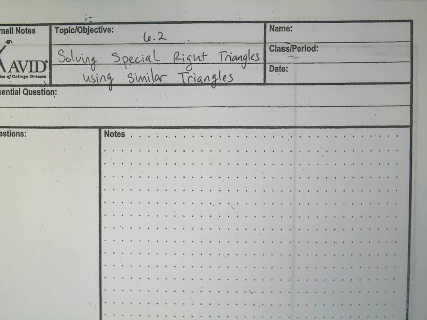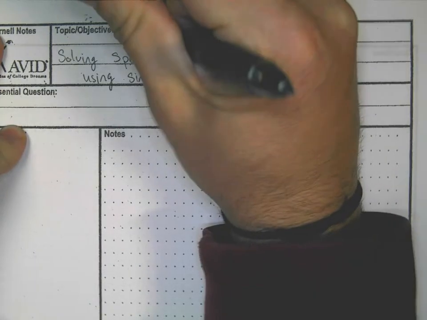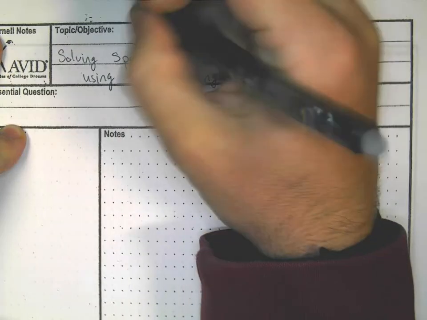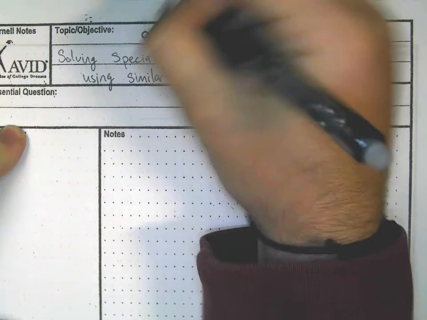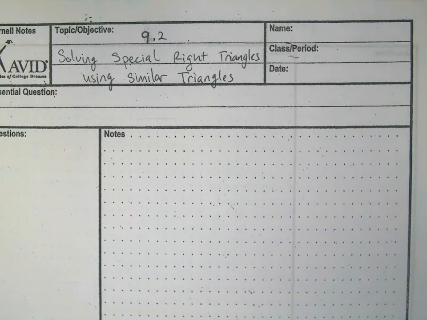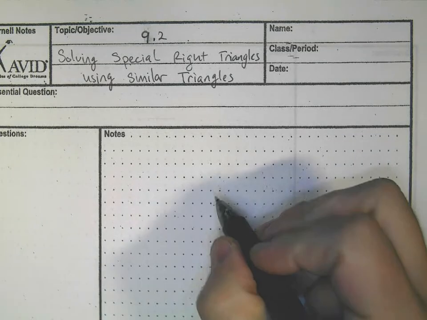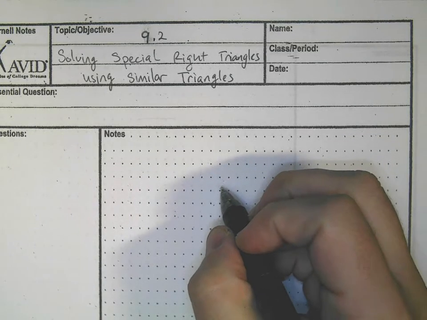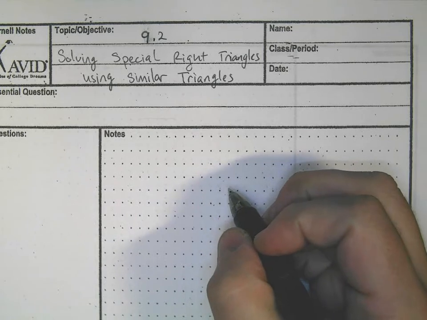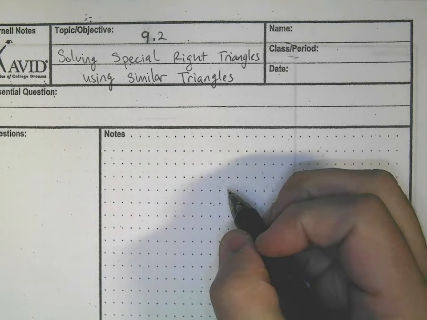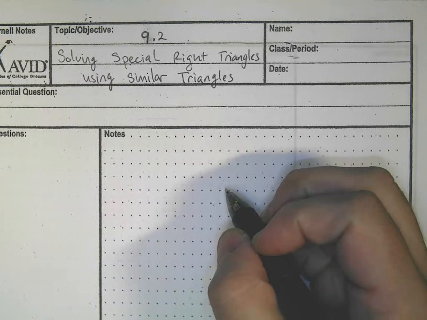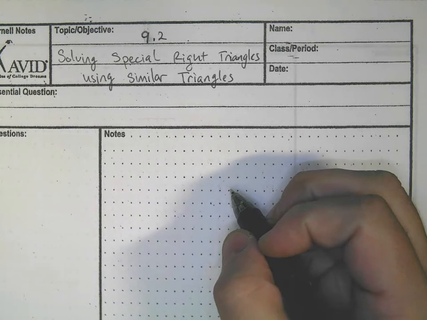So this will be our, what did I say, 6.2? 9.2. So this will be our segue into right triangles. So we're going from similar triangles, using this as a stepping stone into right triangles, and these are special right triangles, and then we'll move into just more freedom within right triangles. So this is just two very special cases.